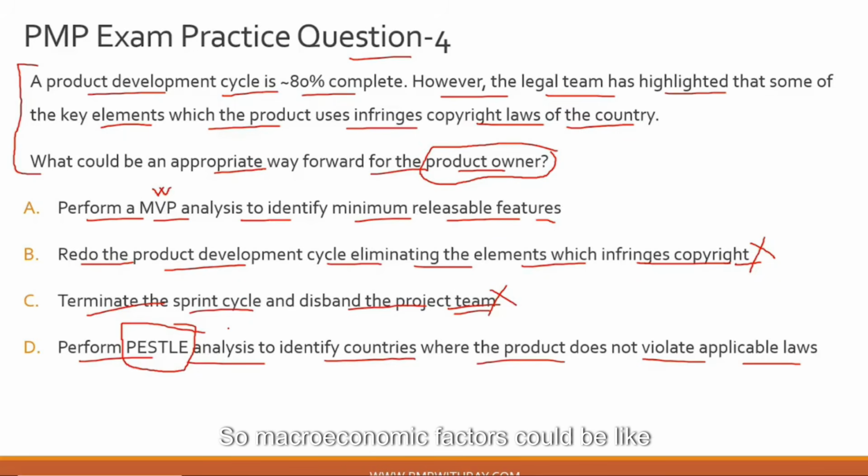Probably not, right? So macroeconomic factors could be like taxation changes, could be like wars, could be like floods, could be natural calamities, could be, let's say, elections. Okay, so these are macroeconomic changes. Now, to do a pestle analysis to identify countries where the product does not violate applicable laws can give you names of some countries, but you can't change the destination country of a product, right? So for example, you were developing a product in China, and you can't say that, okay, now since I have violated some copyright laws in China, I will launch the product in, let's say, India or in Japan or in United Kingdom, right? So this is totally a different population, different target group. So that's totally a random proposition, right? So that is why option D is incorrect.